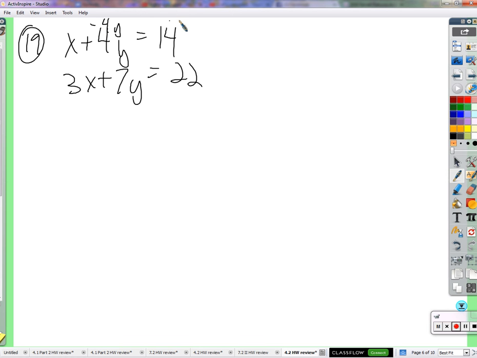So do minus 4y from this side, and then x equals. Now we have x equals, and now x can be replaced by whatever x is equal to. We have 14 minus 4y. And now that's what Kyler was talking about, right, Kyler?